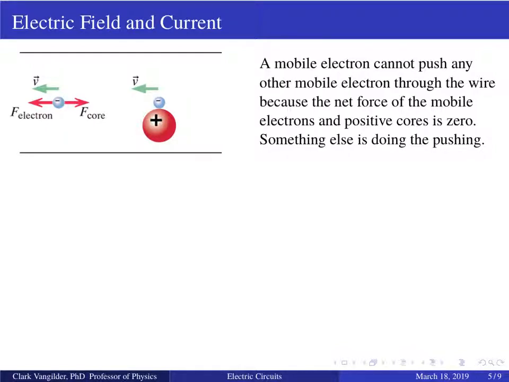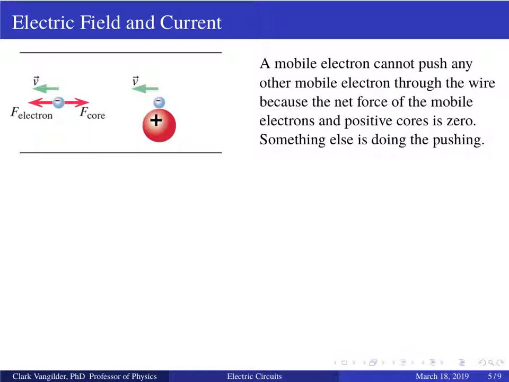So there's a statement. A mobile electron cannot push any other mobile electron through the wire because the net force of the mobile electrons and positive cores is 0. So there's this equal and opposite reaction. It's essentially Newton's third law game here. And so one of the mistakes conceptually that people make is think, oh, well, the electrons at this stage are pushing the ones that are ahead of them.